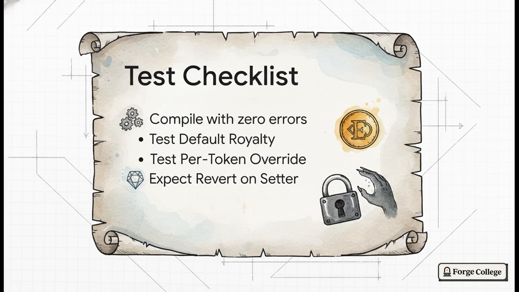1. Compile your contract with 0 errors. 2. Test the happy path for the default royalty query. 3. Test the path for the per-token override query to make absolutely sure your fallback logic is prioritizing things correctly. And finally, test the negative path. Write a test where you act as a malicious user trying to change the royalty rates and explicitly expect that transaction to revert. Prove that your access controls are working exactly as intended.